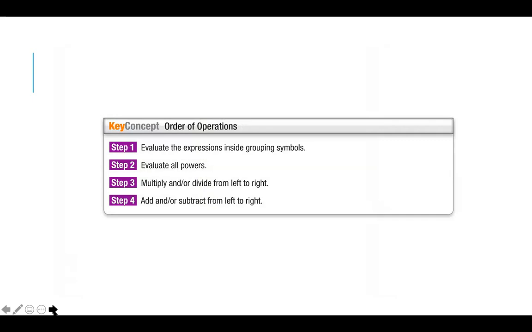What that's saying is that as we read left to right, you do whatever you see first. If you see a division, you do that first. If you see a multiplication, you do that first as you read left to right. And after that's all said and done, we add or subtract from left to right in the order that we see it. Now's a good time to pause the video if you need time to copy down those steps.